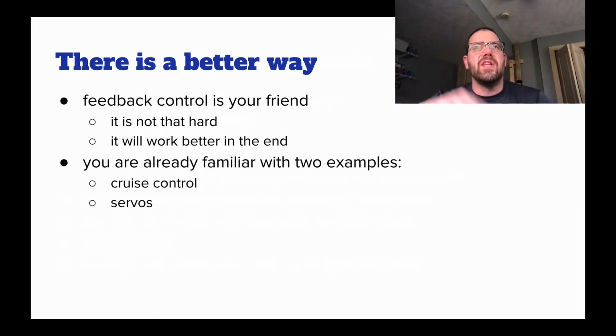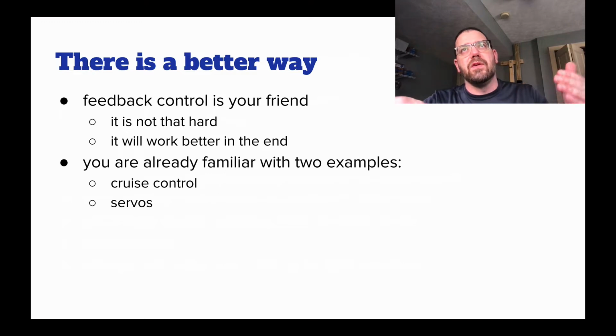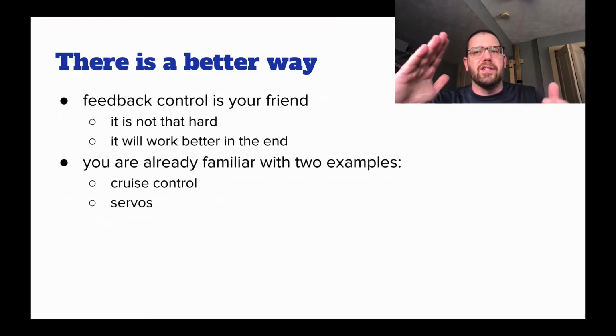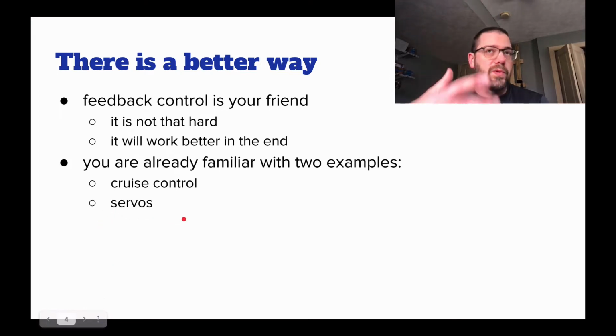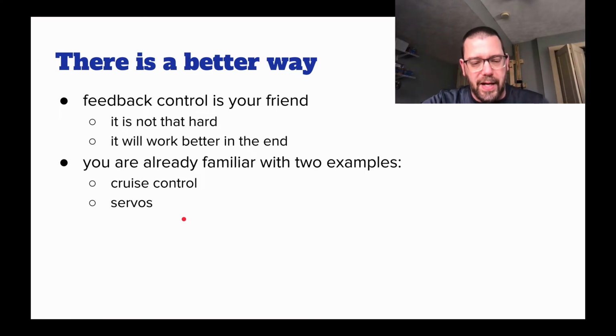So what it does instead is compare the speed that you've set to the actual speed. And then it automatically adjusts the throttle position based on that error signal. Similarly, in this class, you've experienced a servo and you've worked with servos and you know how they work. And so we'll use that to jump into more about feedback control in just a minute.